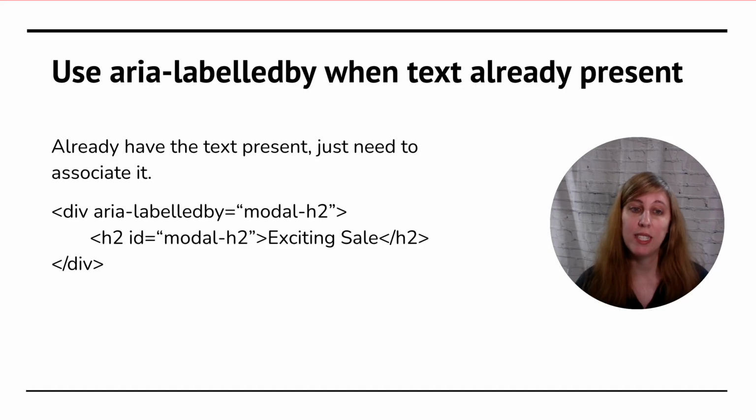So here I have div, ARIA labeled by, modal h2, and then within this modal, I have a heading 2 with an ID, modal h2, and that will then name the whole modal. Modal is an interactive element and therefore needs an accessible name.